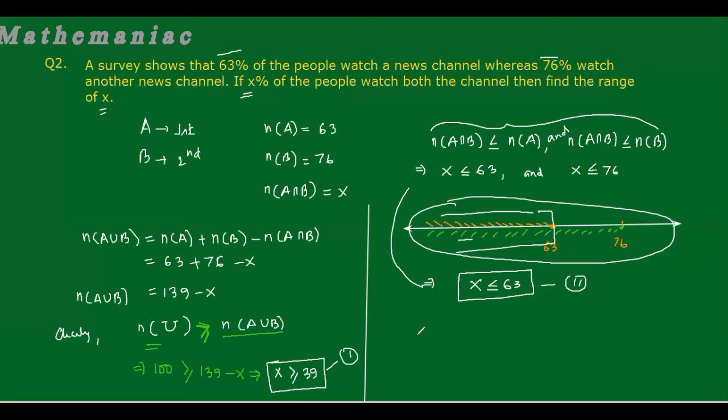Yes, sir. Okay, so now conditions 1 and 2 will imply that X is less than or equal to 63 and greater than or equal to 39. That means X is lying between 39% and 63%. So this is the answer here. This is a very important question. Very, very important question. Please mark it as a very, very important question, right?